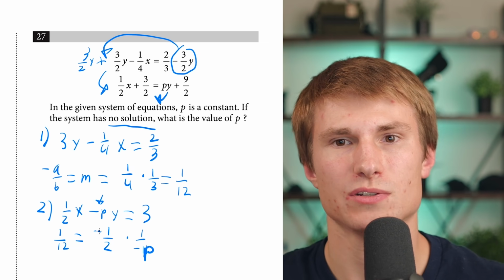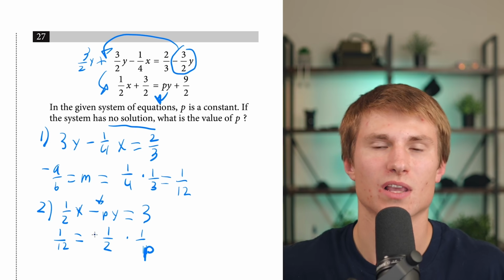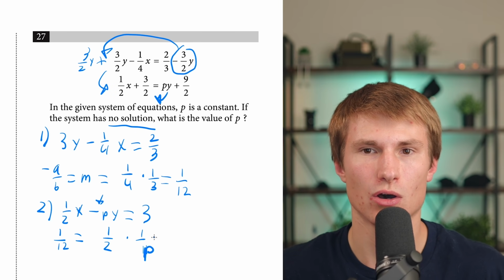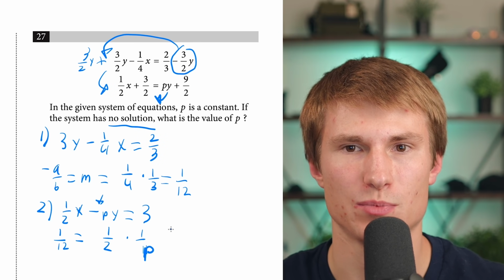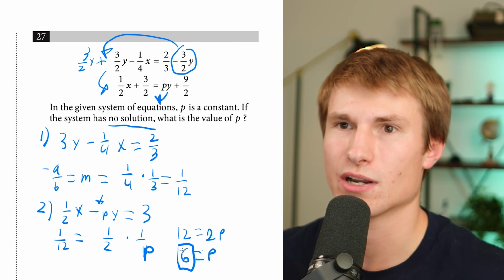Now we see that these negative signs are going to cancel, so we'll just get rid of those negative signs. All right, so now we have 1s in all of our numerators, and then we have 12 is equal to 2p. So we have 12 equals 2p. We divide both sides by 2, and we're going to end up getting that 6 is equal to p. So we see our answer there will be 6.